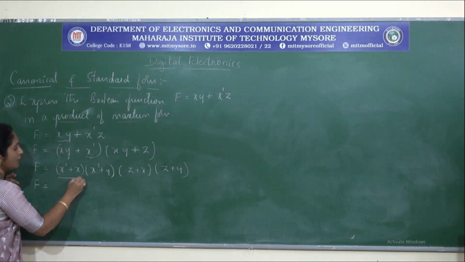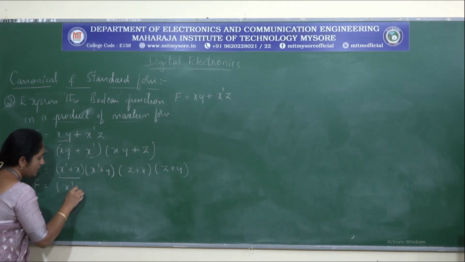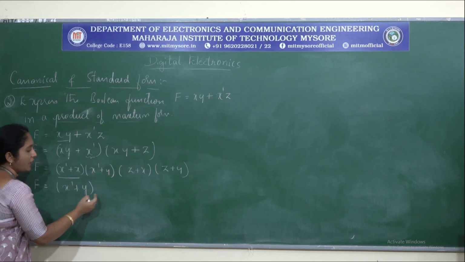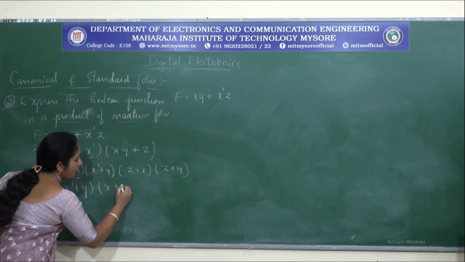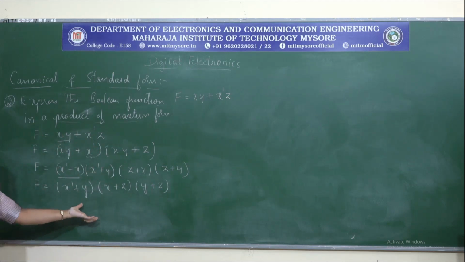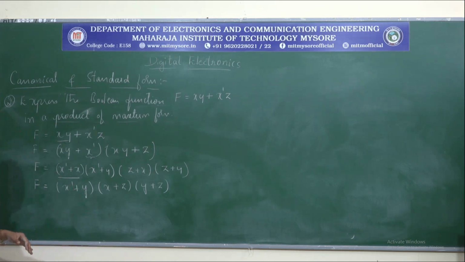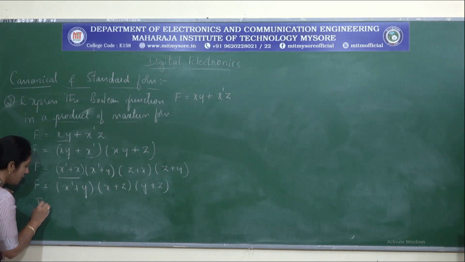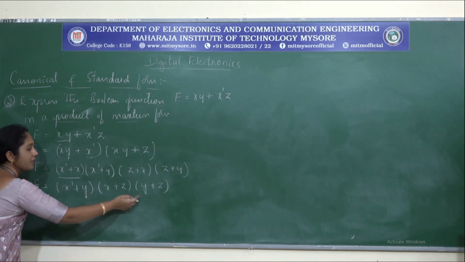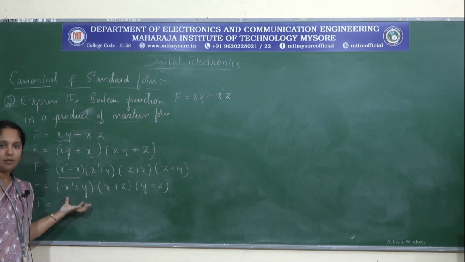Now let me reduce. Here if you observe, we have x plus x dash which is equal to 1. You can avoid it, and you can write the function as x dash plus y into x plus z into y plus z. So this is the POS form. Now let us convert this into canonical POS. This is standard POS. As we discussed, we need to write the missing literals for each and every term we have. Here we have two variables in each sum term.